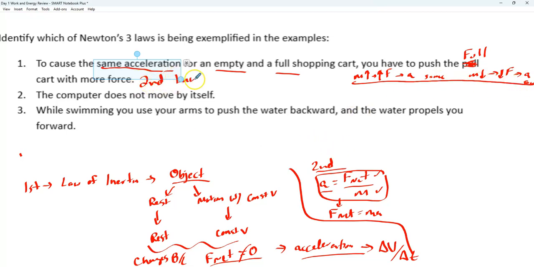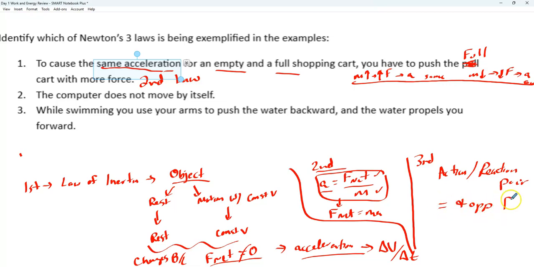so this is the second law. All right. The third law we just went over in the previous example, so that's the action-reaction pair. So that's dealing with equal and opposite forces. So for this one, I look for directions like left, right, up, down, forward, backward. Those are going to help you identify it's the third law. So no, the first one is the second law. The second example says the computer does not move by itself. So that's an object at rest staying at rest, because the net force is 0. So that would be the first law for that one.